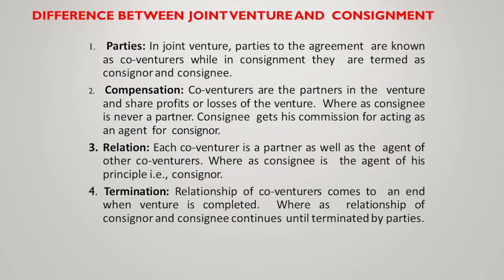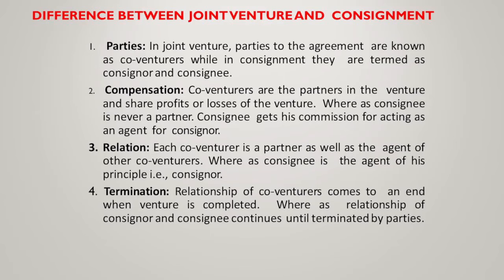short-term co-venture is closed. After the venture is closed, profits are distributed and there is no relationship between the co-venturers. But unless the goods are sold, the relationship of consignor and consignee continues until terminated by the parties. So they had an agreement to sell the goods, and either the consignor rejects or cancels the agentship. Then only the relationship is cancelled. That is relationship. Parties, compensation, relation, and termination.